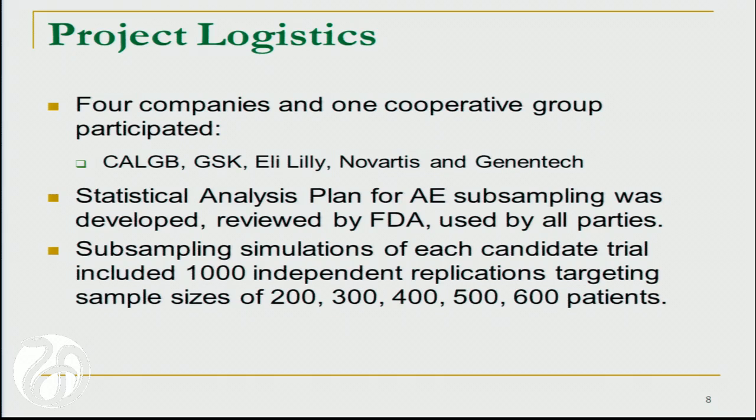So to do this, we actually were able to enlist one cooperative group, the CALGB, and 4 companies, GSK, Eli Lilly, Novartis, and Genentech, in a project. And each of the sponsors there contributed data from one or more large prospective randomized clinical trials that had been used for regulatory submission.